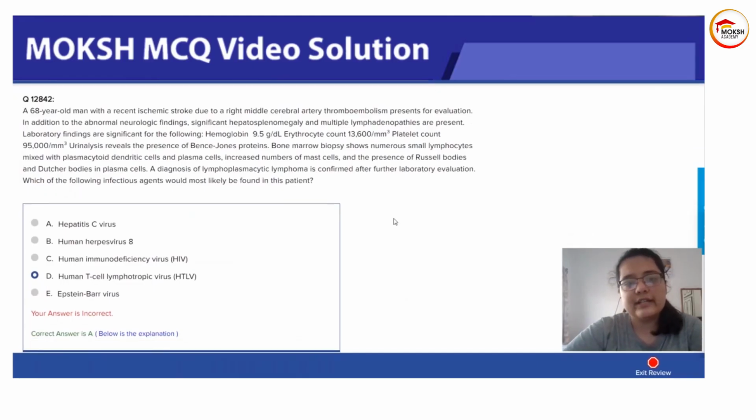We have already been given the diagnosis. It is lymphoplasmacytic lymphoma, and you just need to know this. The answer is hepatitis C.